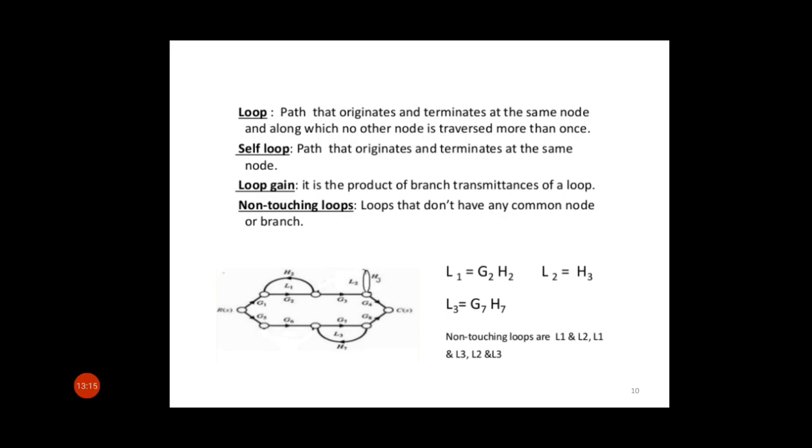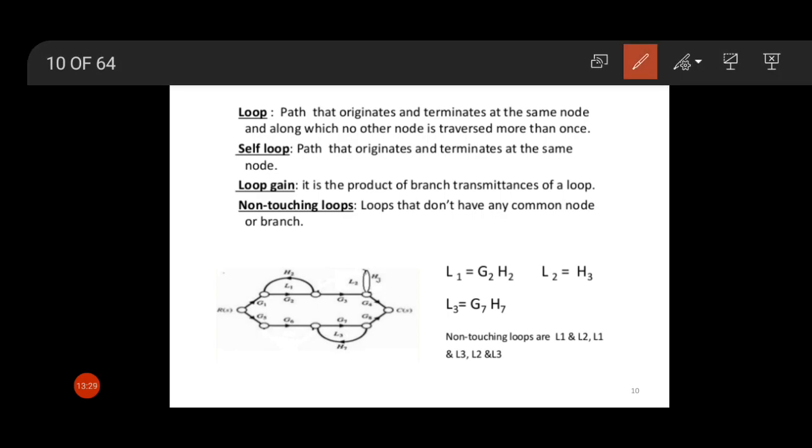Okay, so if we consider this is our signal flow graph. See this signal flow graph. In this signal flow graph there are three loops. The first loop is this, the second loop is this, and the third loop is this. So here in this signal flow graph there are three loops. So what is loop?